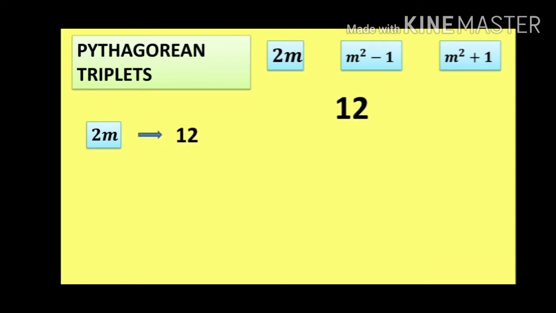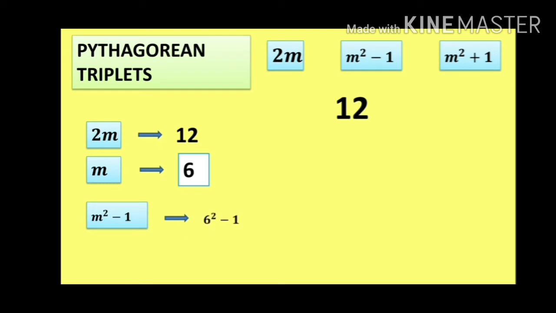So if 2m is 12, m will be 6 because it's half. If 2m is 12, m is 12 by 2, that is 6. Now m is 6. From this we can find out m square minus 1. Now what is m square minus 1? It will be 6 squared because m is 6. So 6 square minus 1 is 36 minus 1. 6 square is 36. Now 36 minus 1 is 35.